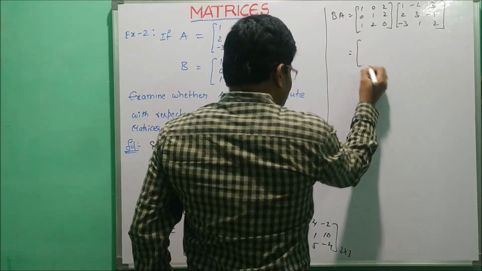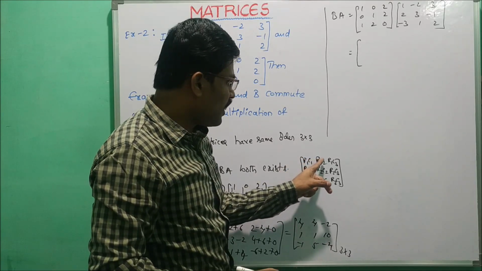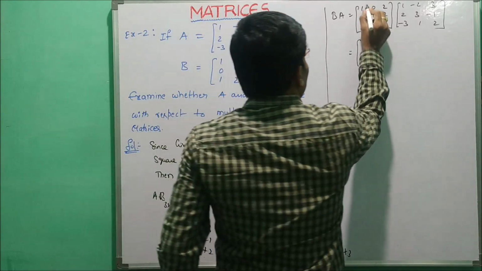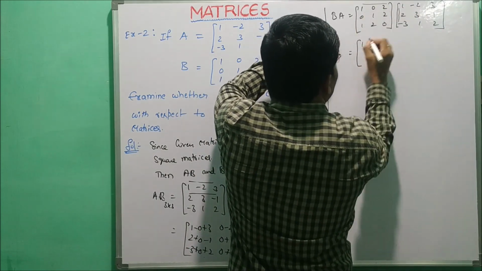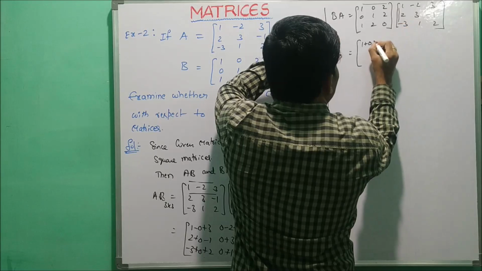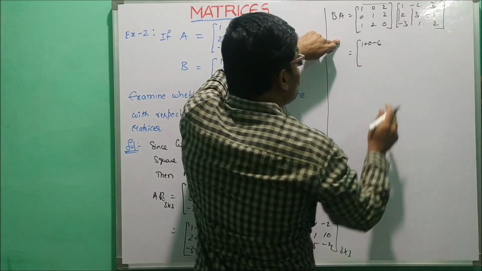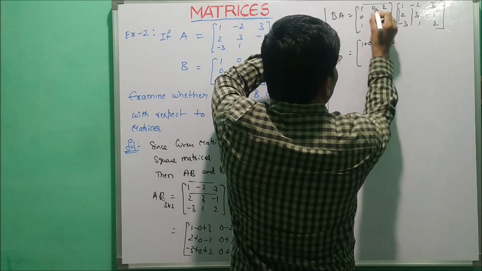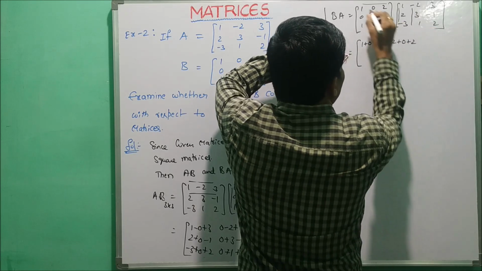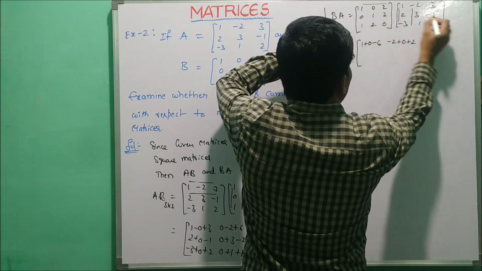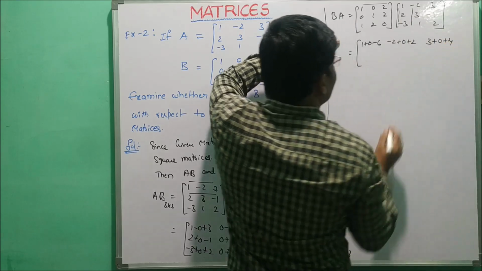So here also, if we follow the same procedure, now we have to take the first row R1C1, R1C2, R1C3. So this is first row, this is first column. So 1 into 1, 1, 0 into 2, plus 0, 2 into minus 3, minus 6. Similarly, we have to take second column, 1 into minus 2, minus 2, 0 into 3, plus 0, 2 into 1, plus 2. 1 into 3, 3, 0 into minus 1, plus 0, 2 into 2, plus 4.